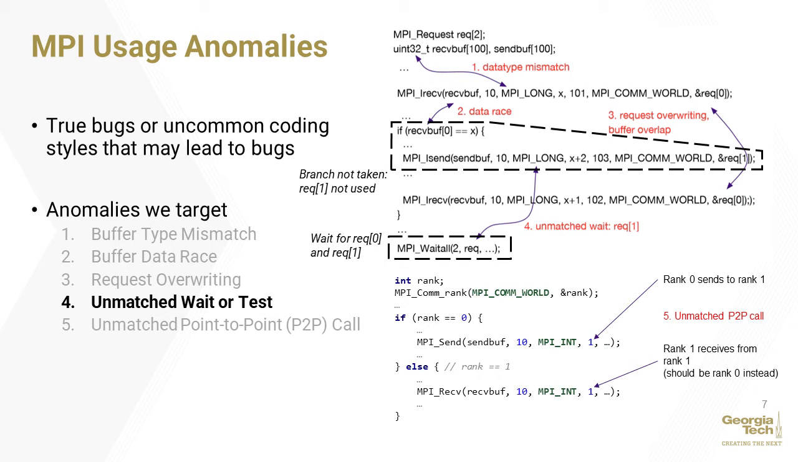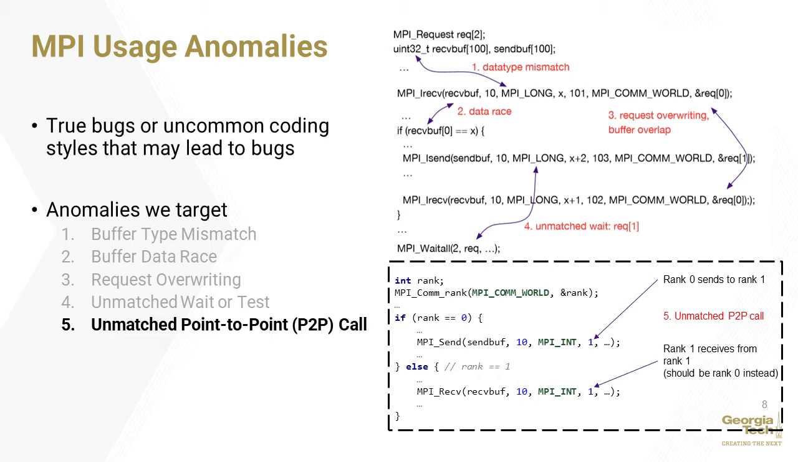The next anomaly is unmatched wait or test. In MPI, wait and test APIs are used to wait or test for the completion of a non-blocking operation using its request handle. And if a request handle is not initialized by a non-blocking communication API before being passed into these wait and test calls, it may result in undefined behaviors. The last kind is unmatched point-to-point, or P2P, call. It happens when a process issues a point-to-point send operation to another process that doesn't have a matching receive call.